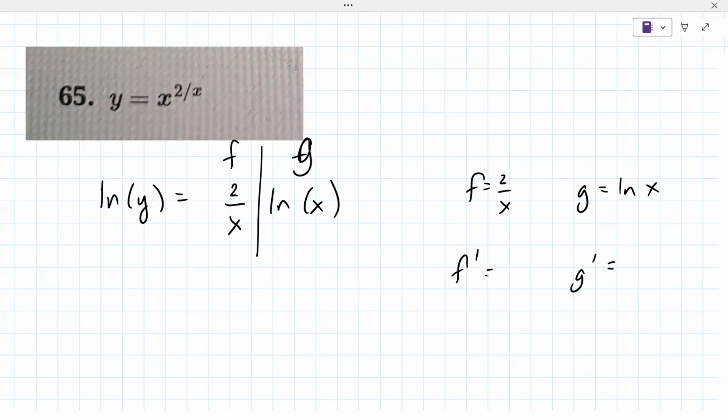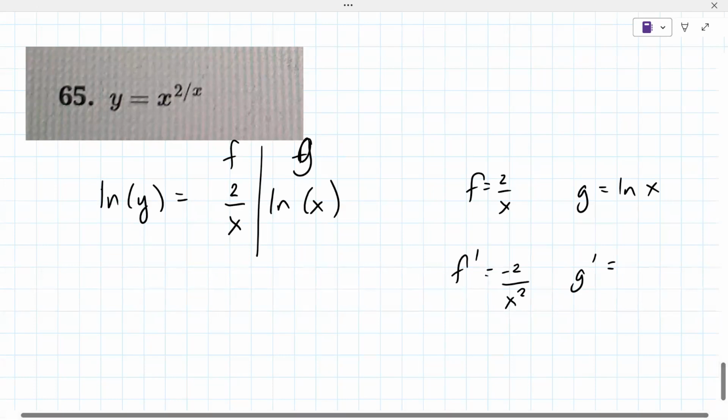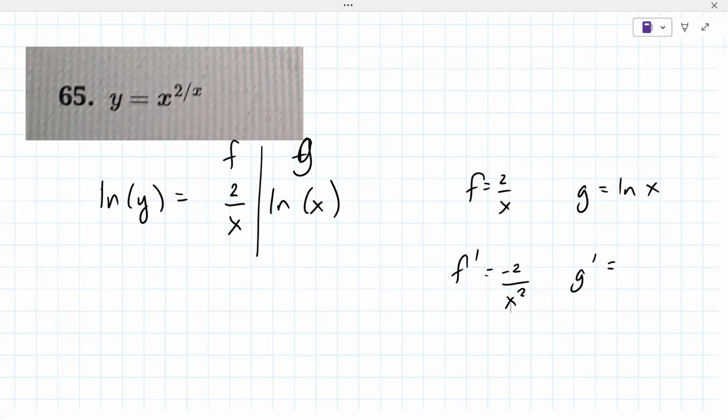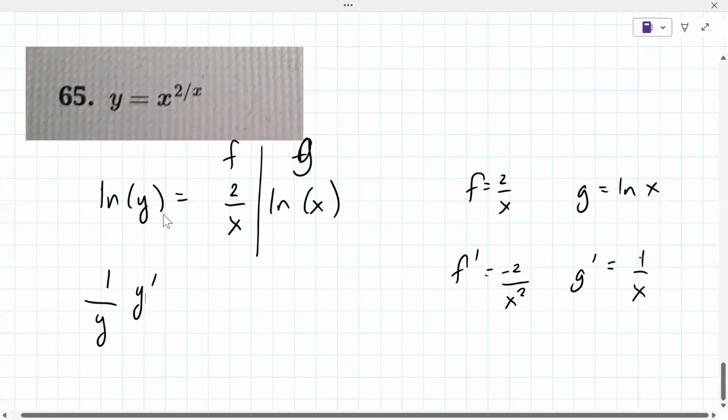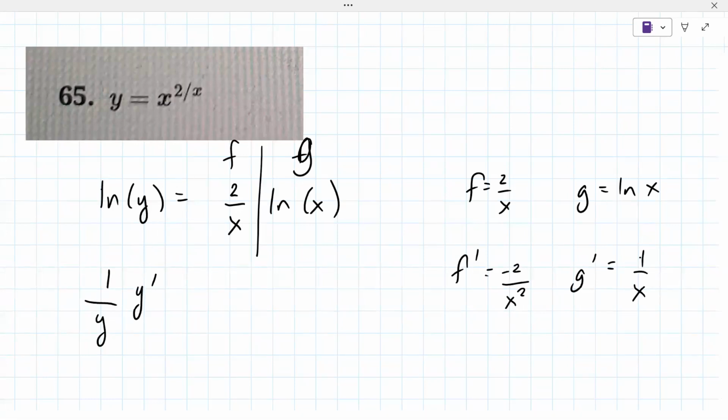F prime is -2 over x squared. Good. And g prime is 1 over x. Okay. So the derivative on the left is 1 over y times y prime. I remember when you take a derivative with respect to y, it's always implicit. Yeah, especially in this case. And that will help here.